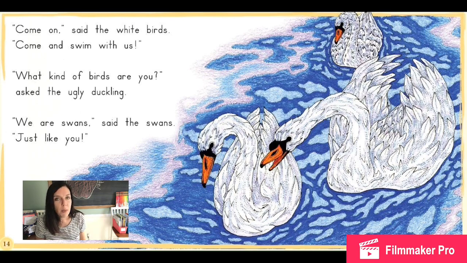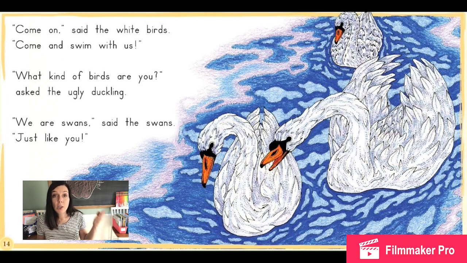"Come on," said the white birds. "Come and swim with us." "What kind of birds are you?" asked the ugly duckling. "We are swans," said the swans. "Just like you."